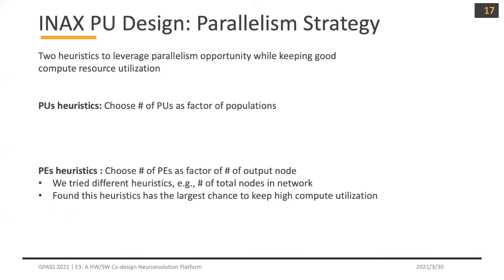And the second one is the PE heuristic. We choose the number of PE as a factor of the number of output nodes. Actually, we tried different heuristics for this, like the number of total nodes in the network, the number of input nodes, and so on. And we found this heuristic has the largest chance to keep high compute utilization.